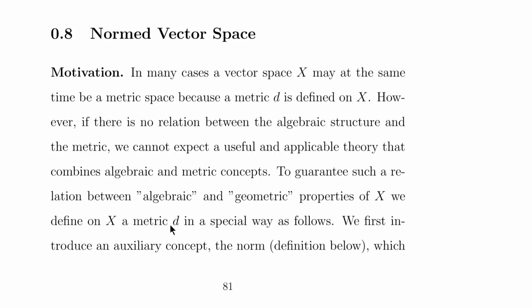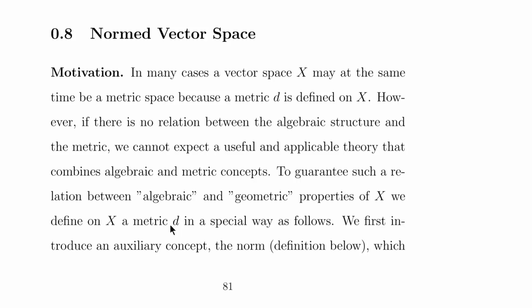In many cases, a vector space X may at the same time be a metric space because a metric d is defined on X. However, if there is no relation between the algebraic structure and the metric, we cannot expect a useful and applicable theory that combines the algebraic and the metric concepts. To guarantee such a relationship between algebraic and geometric properties of X, we define on X a metric d in a special way as follows.